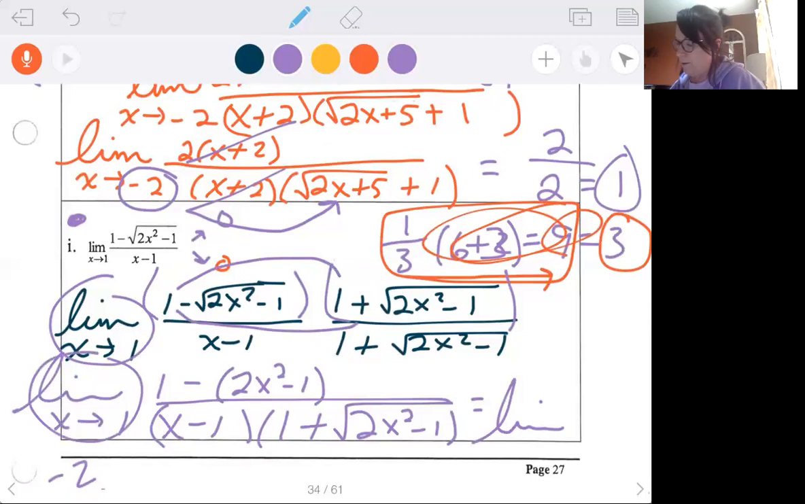So on the top, I end up with a 2 from the 1 plus 1, and then minus 2x squared. So again, I'm just distributing this in. On the bottom, I have the x minus 1 times, and I'm not going to write that whole thing out.